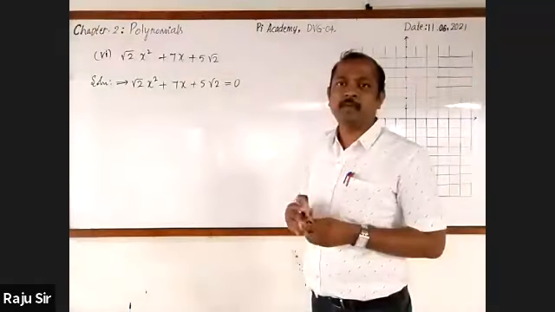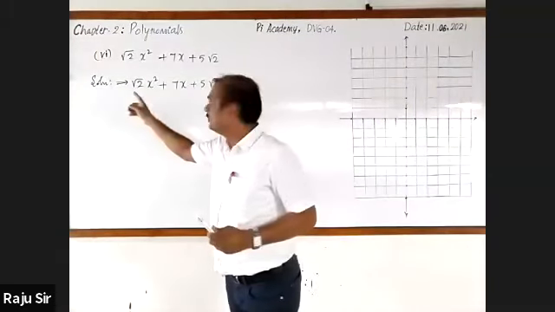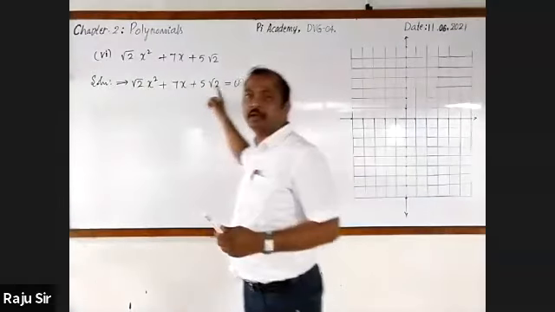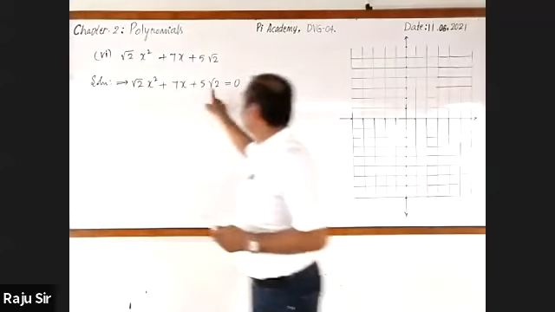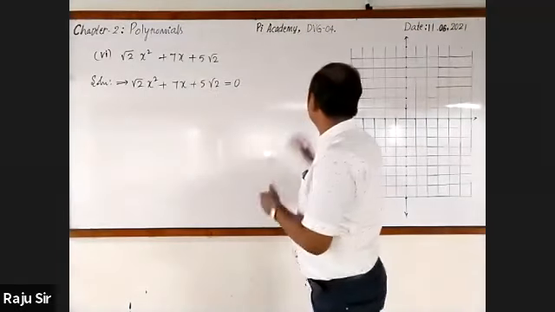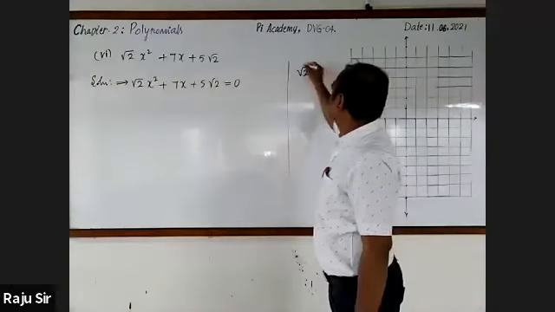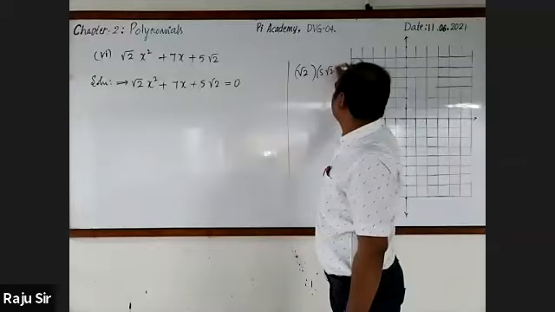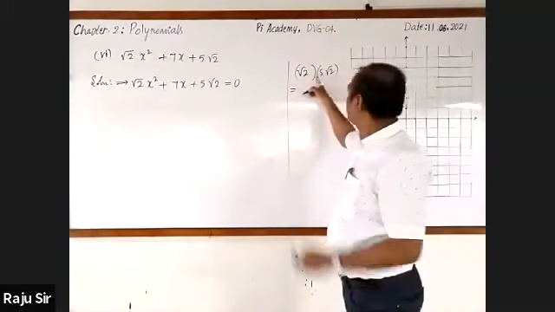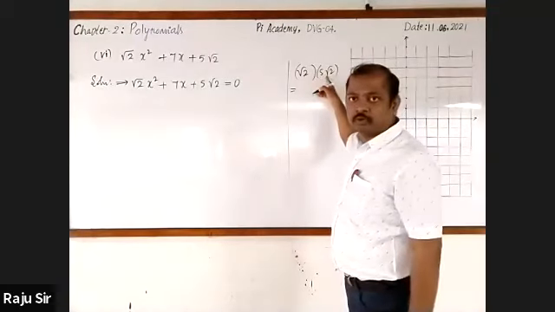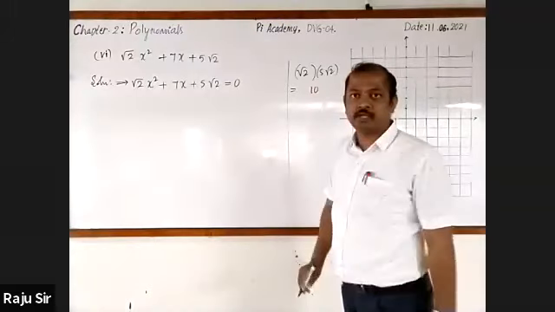It's very simple. And in the next step, we will go for taking the first coefficient and the last constant, and let us multiply them. Here root 2 is there, last 5 into root 2 is there. Here root 2 into 5 into root 2. This is equal to, observe, root 2 into root 2, it is just 2. 2 fives are 10. You got 10.